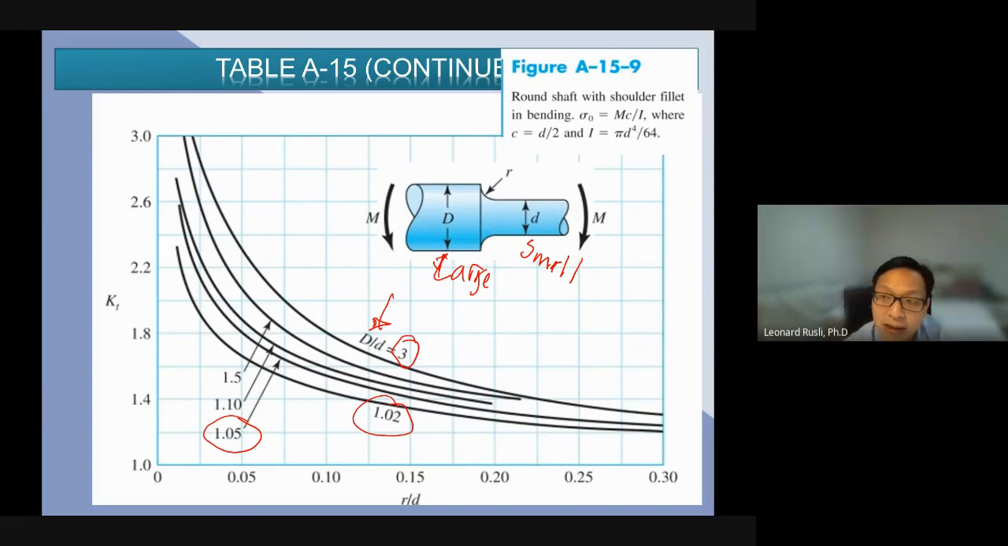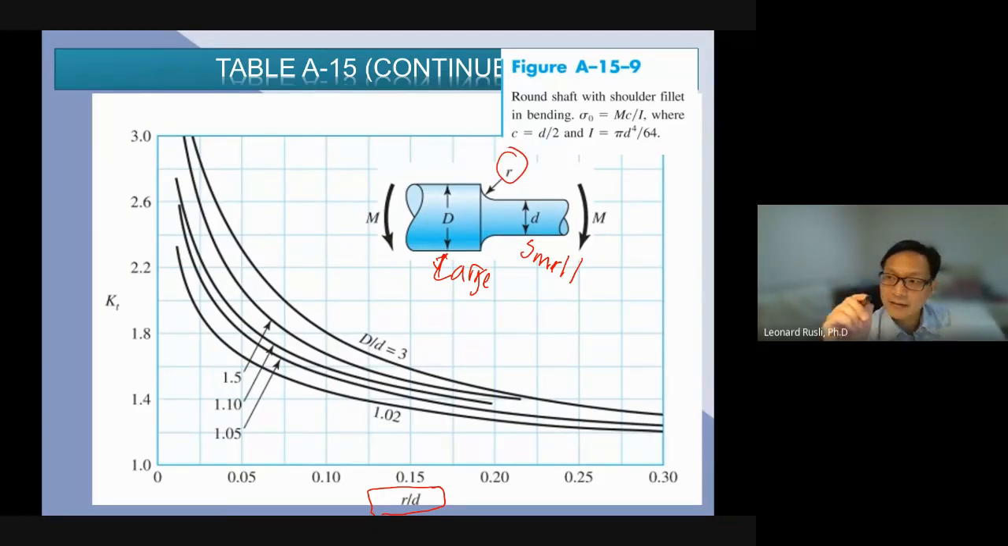So the more contrast, jadi misalnya shaftnya itu dari besar tiba-tiba jadi kecil, itu mengakibatkan stress concentration yang lebih tinggi, yang lebih buruk. The other one will be R over D, down here below. Okay? So R is the radius of the fillet.